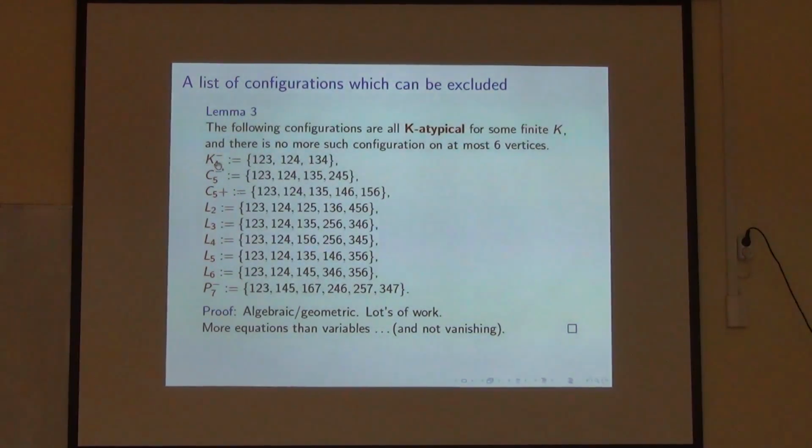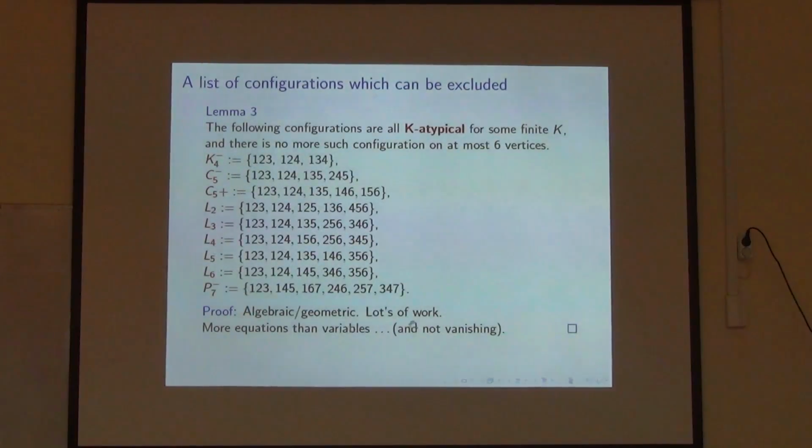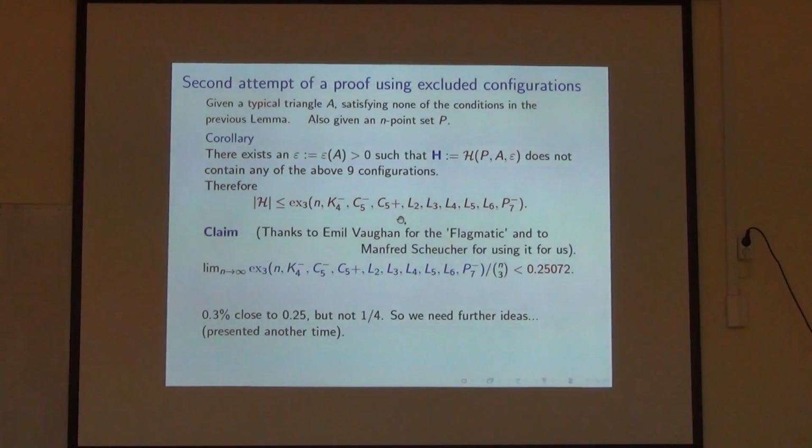You see, this was the K4 minus, the first one, and here the 5 wheel. It's a different numbering now. But we can have other small configurations. Of course, it's a little work to show that all the 9 are forbidden, but it's not that hard either. And then we can use that: take a triangle which cannot represent any of these 9. Then with a small epsilon, in the hypergraph of the triple system of almost similar triangles, all the 9 will be forbidden.